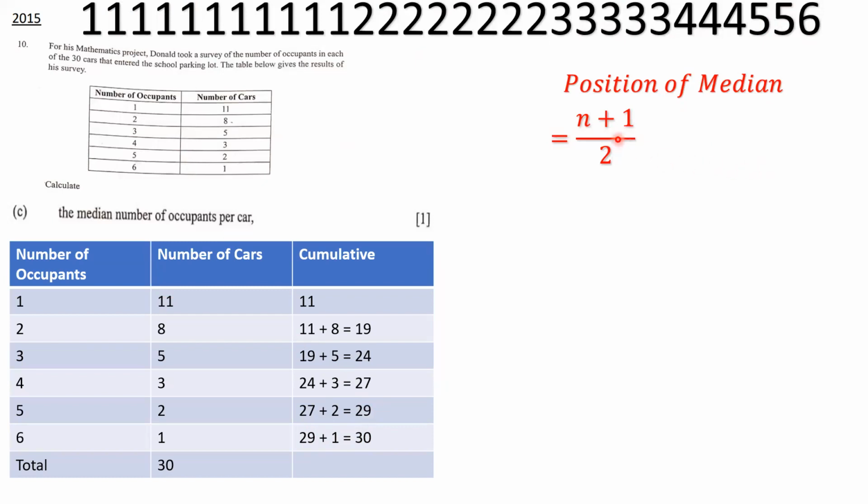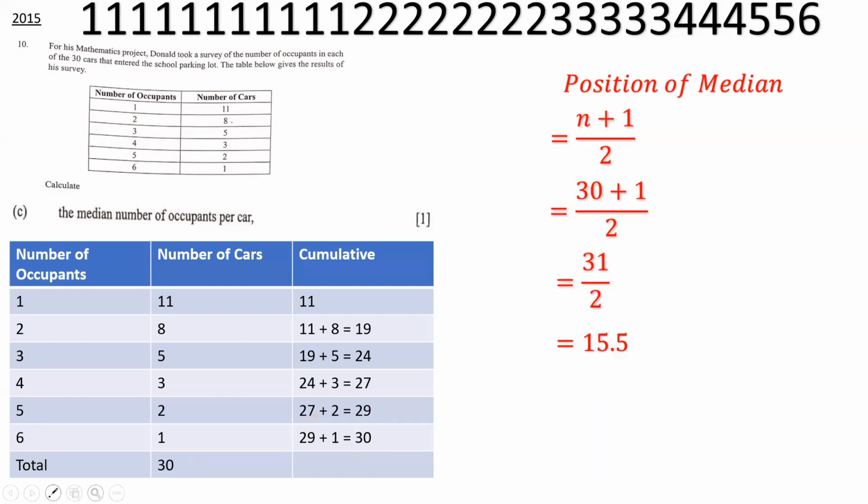Well, we know that n is going to be 30, right? That's how many digits we have. And so we say 30 plus 1 is going to be 31 divided by 2. Now, the formula says n plus 1 divided by 2. That's going to tell us the position of the median, right? So the median is going to be in the 15.5 area, right? In the 15.5 area. So whatever is going to be between the 15th number and the 16th number, all right?